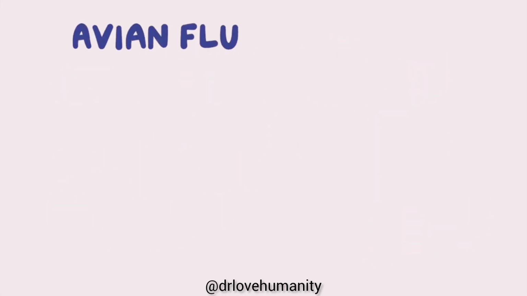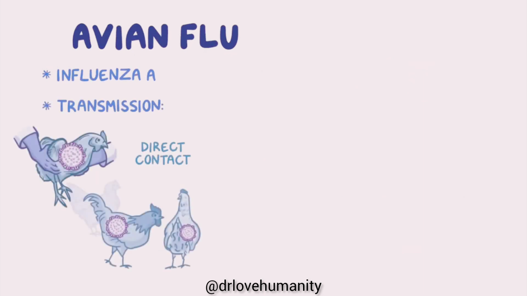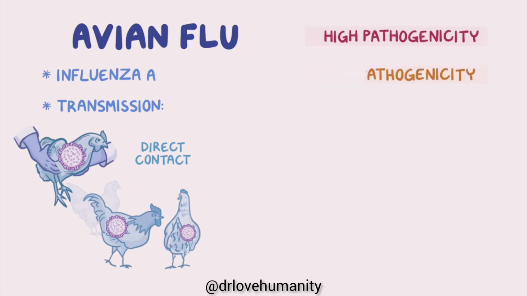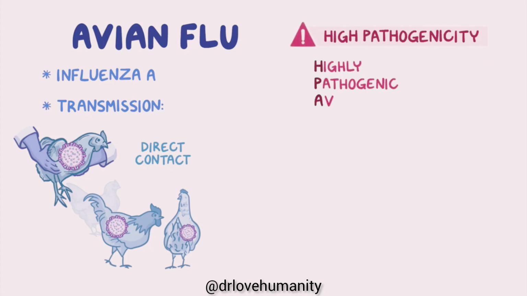Avian flu is caused entirely by influenza A virus, and transmission is often through direct contact with infected poultry as the birds are slaughtered or plucked. Based on pathogenicity, avian influenza is divided into two types: high pathogenicity or low pathogenicity. The type with the greatest risk is highly pathogenic avian influenza, or HPAI.